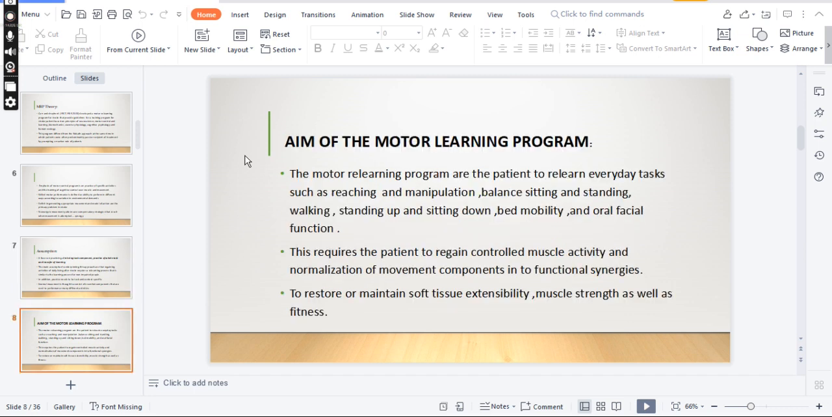Now, what is the aim of the motor relearning program? The motor relearning program aims for the patient to relearn everyday tasks such as reaching, manipulation, balance, sitting, standing, walking, standing up and sitting down, bed mobility, and oral facial function.